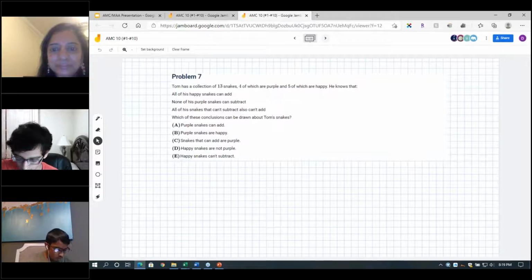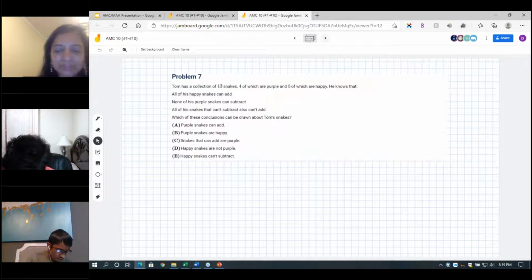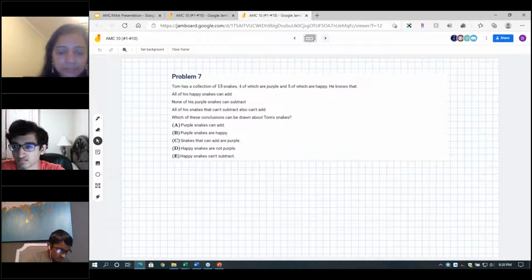So this one, we have Tom has a collection of 13 snakes, 4 of which are purple and 5 of which are happy. He knows that all of his happy snakes can add, none of his happy snakes can subtract, all of his snakes that can't subtract also can't add. Which of these conclusions can be drawn about Tom's snakes? So this is like a logic problem, and the best way to do this is just read all the answers and see if they make sense, if we can say that that is true.